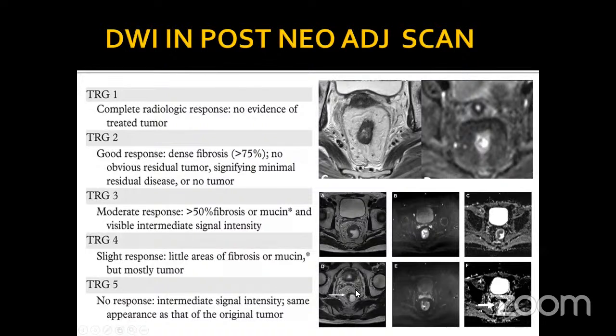Here, there was a less bulky tumor pre-treatment and node positive disease. Post-treatment, only minimal diffusion restriction and minimal hypointense or black signal on ADC. So this is a good response. So it will be in the TRG4 category. This is a TRG2 category. Very good response. So this is the way we identify tumor regression response.